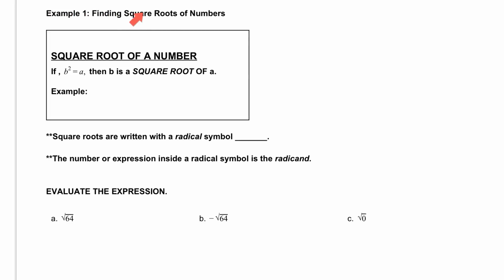In example 1, we're going to find square roots of numbers. So in the box here, it says the square root of a number. If b squared is equal to a, then b is a square root of a. So for example, if 3 squared is equal to 9, then 3 is a square root of 9.